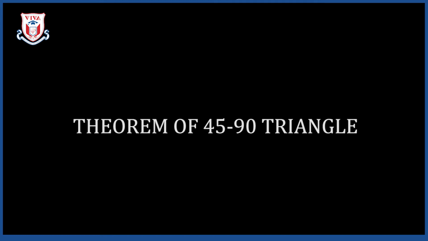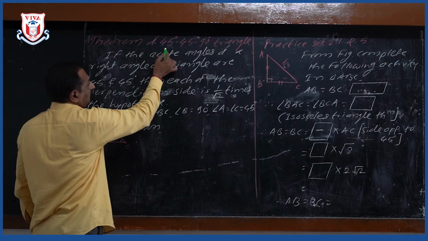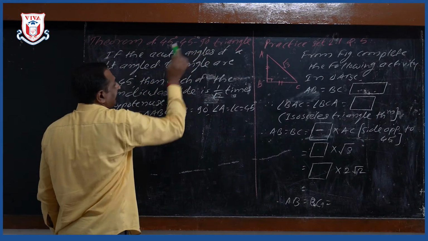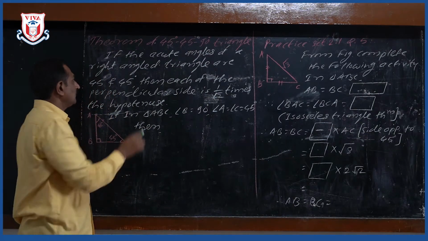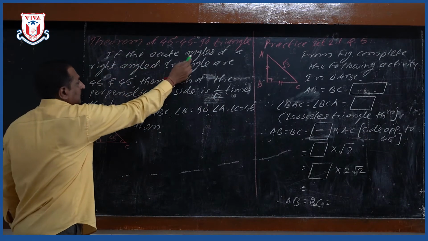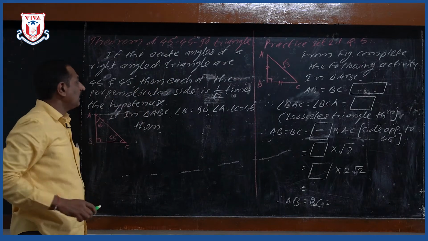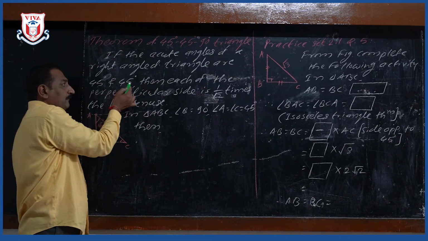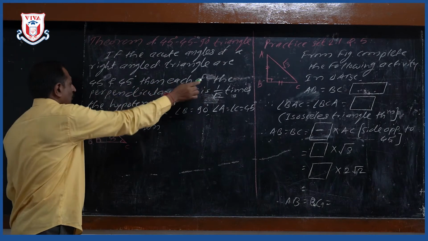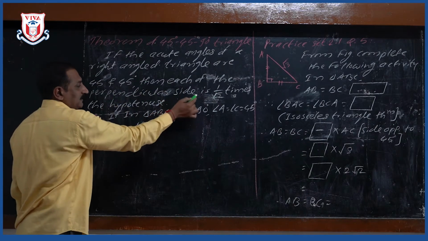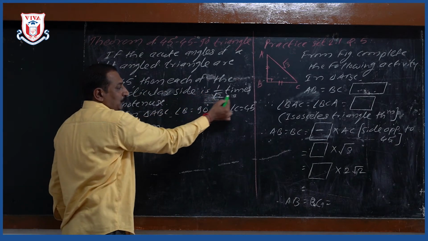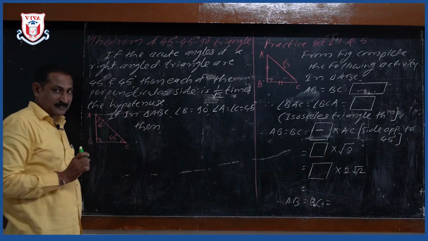Now the next concept is the theorem of the 45°-45°-90° triangle. What is that? If the acute angles of a right angle triangle are 45° and 45°, then each of the perpendicular sides is 1 upon root 2 times the hypotenuse.